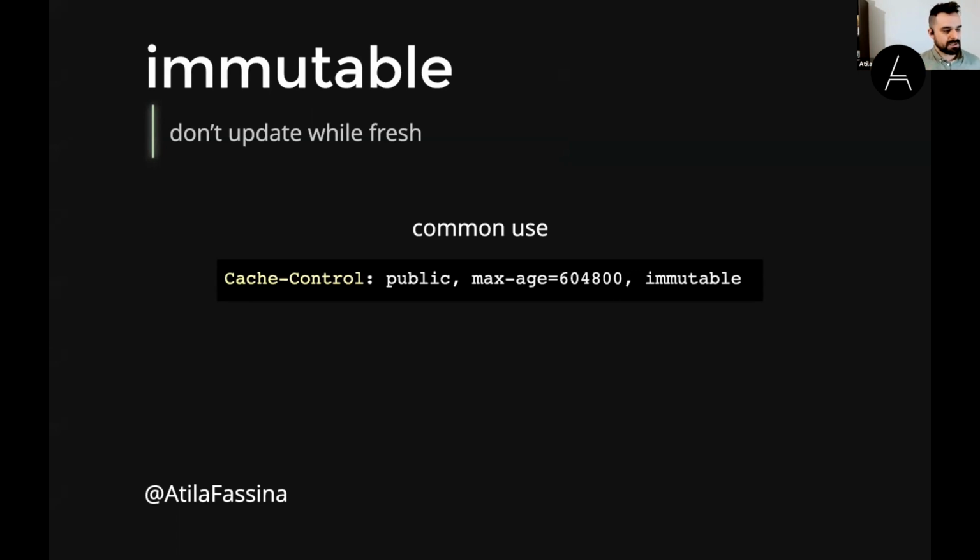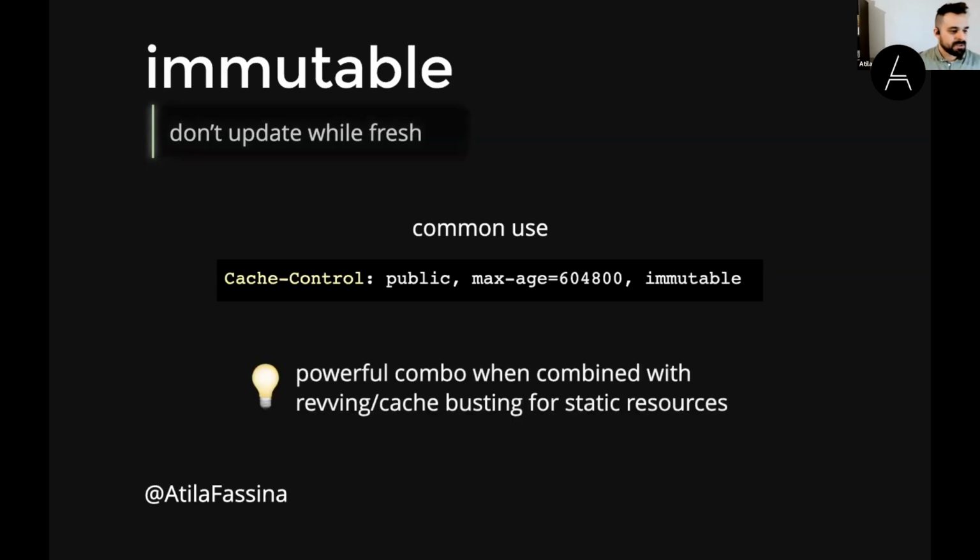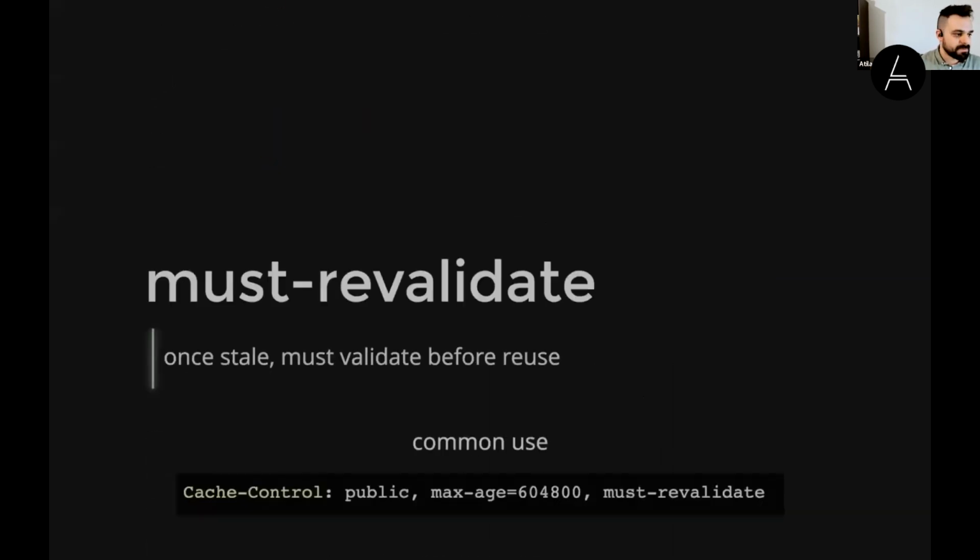So public is going to say cache anywhere, and immutable says don't even revalidate. I'm saying for as long as max-age is good, for as long as it's fresh, don't even go anywhere. Just use whatever you have. So that's the point of immutable. You're avoiding the revalidation, and as I said, it's really powerful when you're combining it with revving or cache busting.